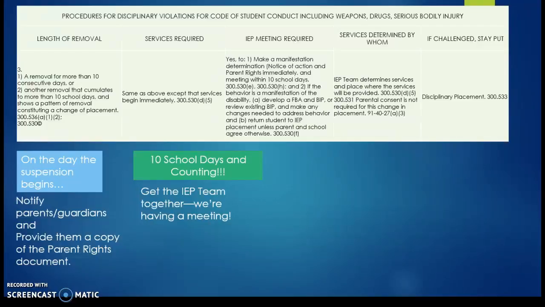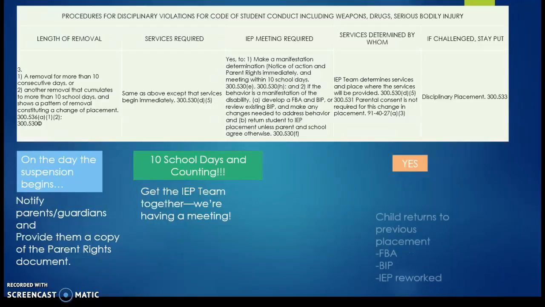Now, if the behavior does stem from the disability, they go straight back to their original placement in the schools. The school conducts a functional behavioral assessment for the behavior in question, and the school implements a behavioral intervention plan, or they rework the old one so that it addresses the behavior in question.